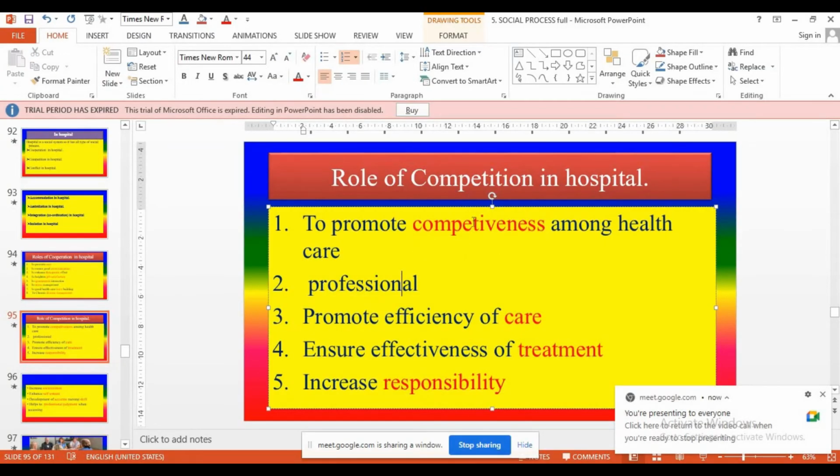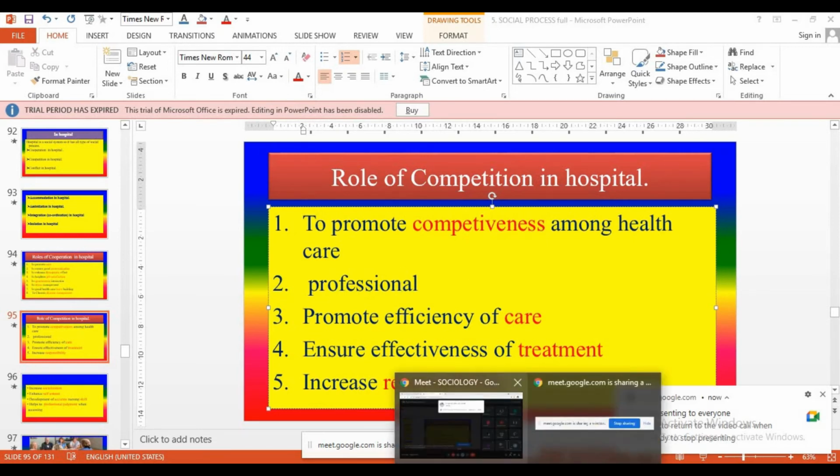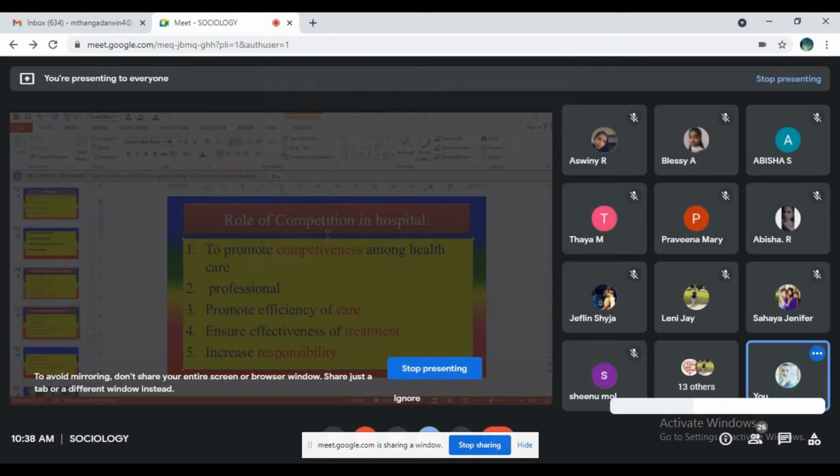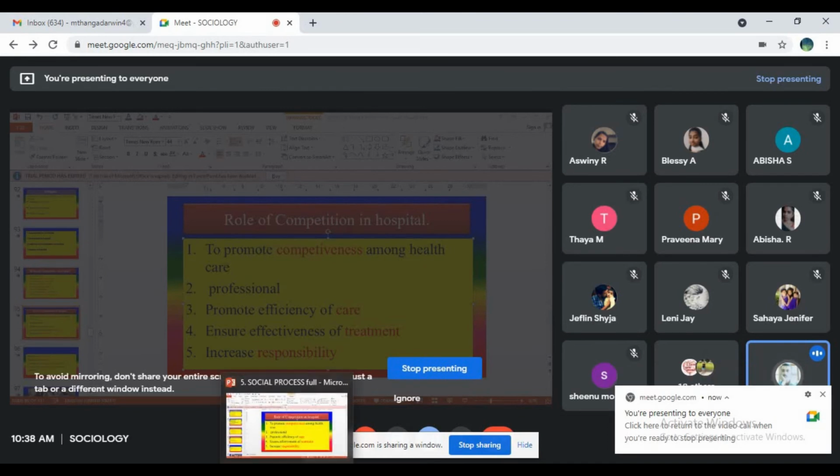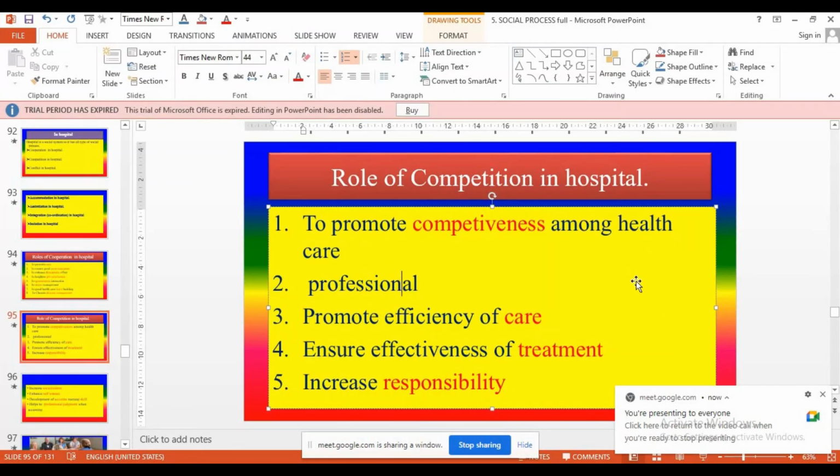Yes, it promotes competitiveness among healthcare professionals. So every professional should compete with each other regarding their knowledge and their skills. The World Health Organization said the competitiveness of healthcare professionals should be encouraged, which promotes caregiving style as well as well-being in the hospital setting.